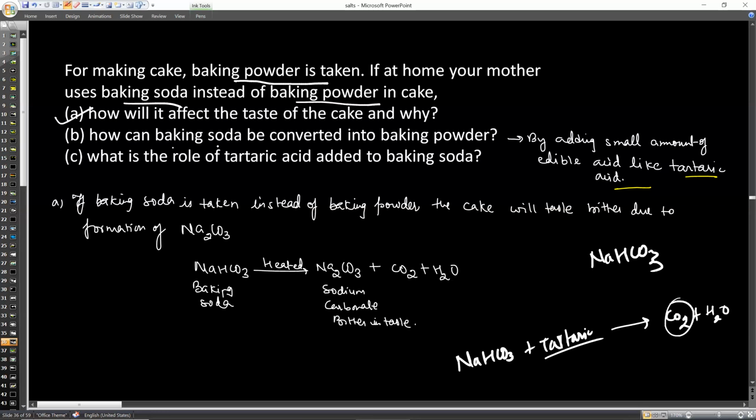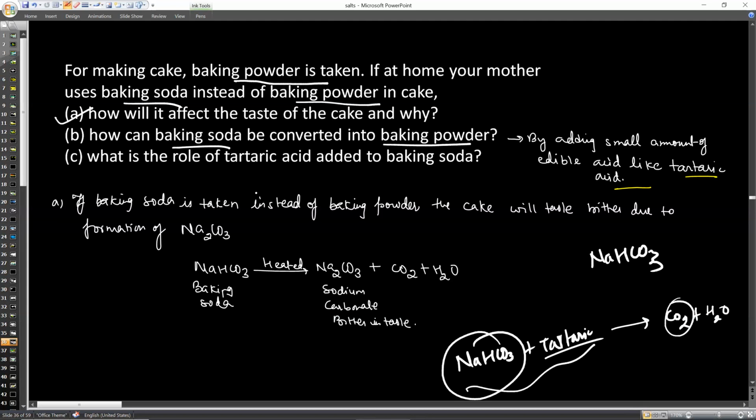So how can you convert baking soda into baking powder? How will you convert it? By adding a small amount of edible acid like tartaric acid to it. Okay. So this is baking soda, and when they mix together, they become baking powder.